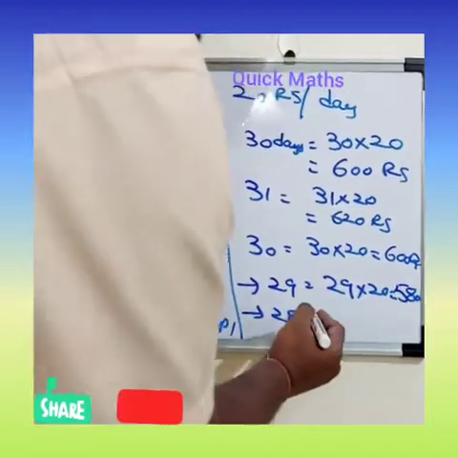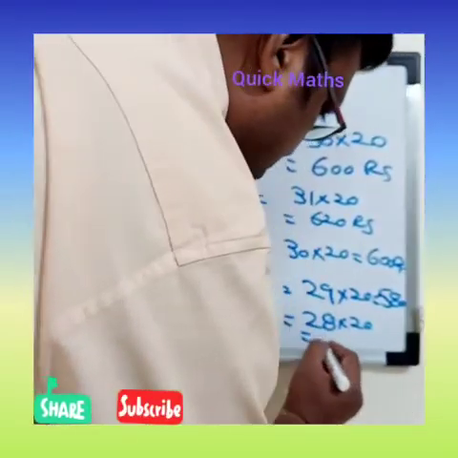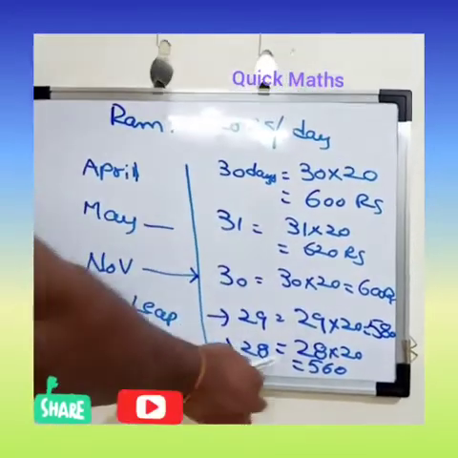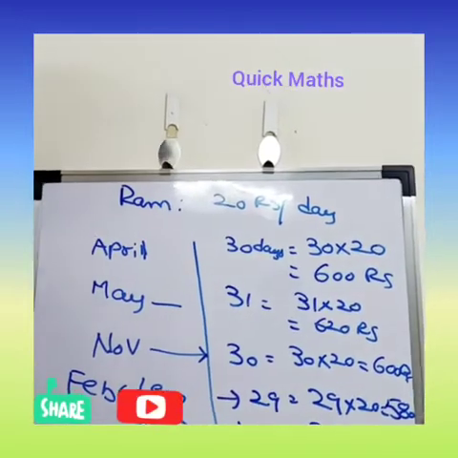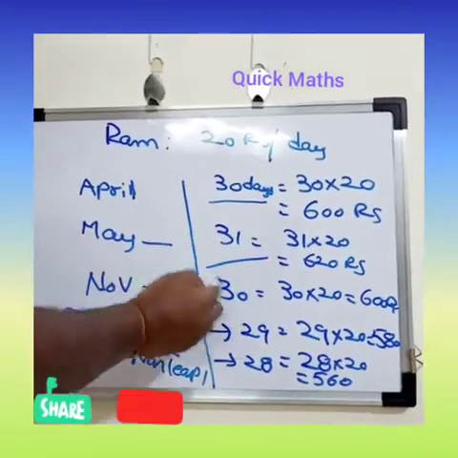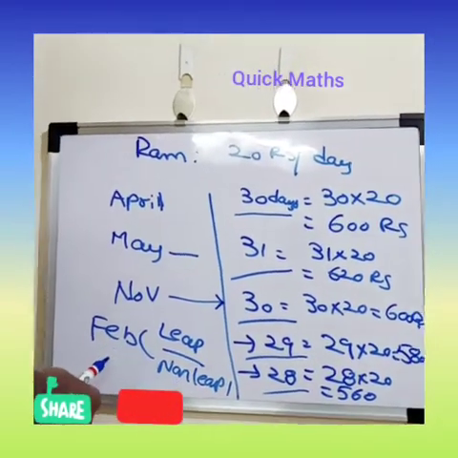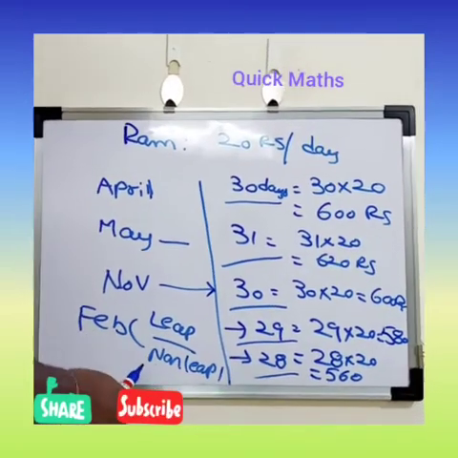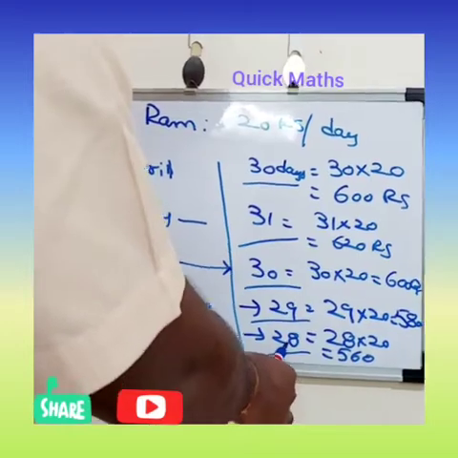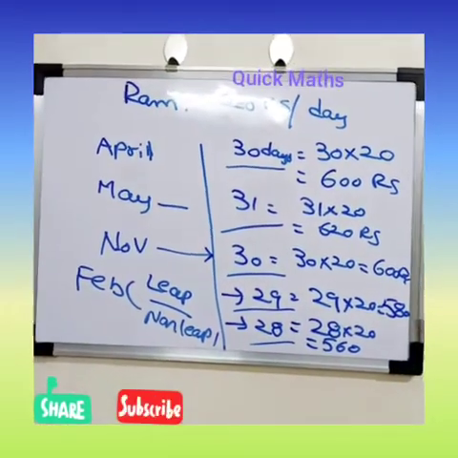But in case of 28, we need to multiply 28 by 20. The answer is 560, because one day Ram earns 20. So what is the logic here? We are multiplying the number of days of a particular month with 20 to get the required answer. Only in case of February is there a variation, leap year and non-leap year. So 29 multiplied by 20 gives 580, and 28 multiplied by 20 gives 560 rupees. This is the way we need to apply.